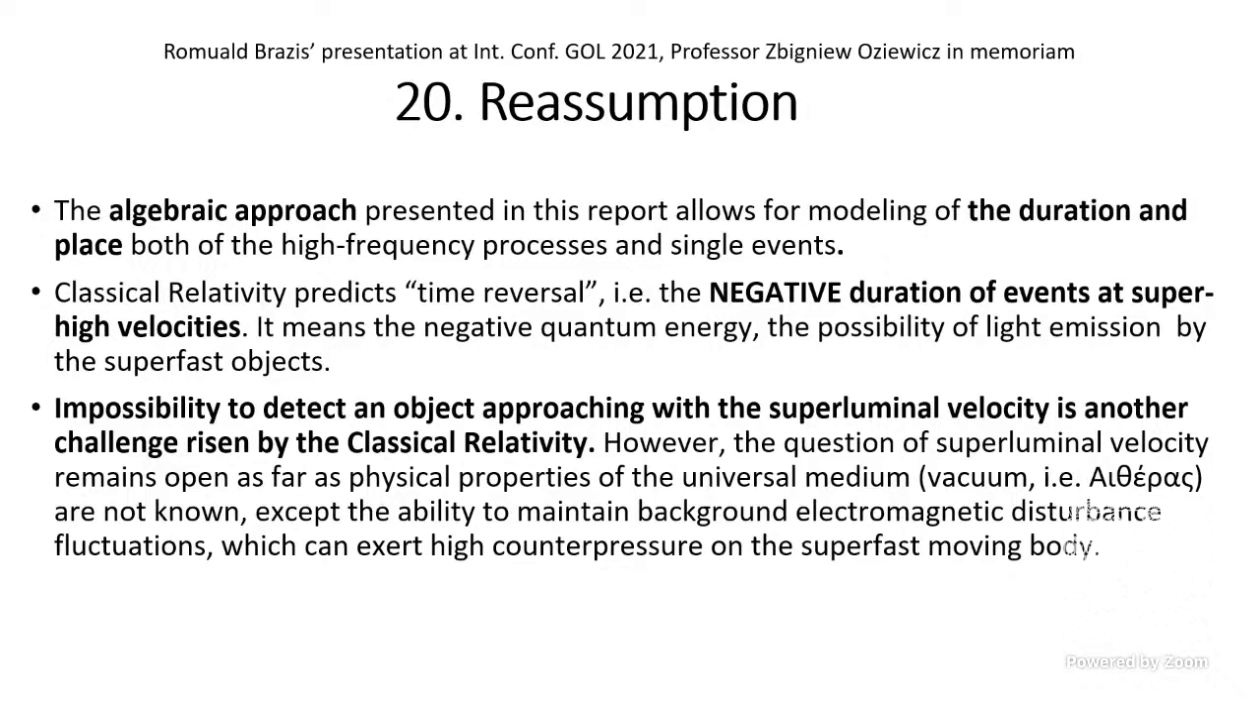Classical relativity predicts time reversal, that is negative duration of events at super high velocities. It means negative quantum energy, the possibility of light emission by the super fast objects, and the impossibility to detect an object approaching with the superluminal velocity. This is another challenge arisen by the classical relativity. However, the question of superluminal velocity remains open because the properties of the universal medium at present time are not known.